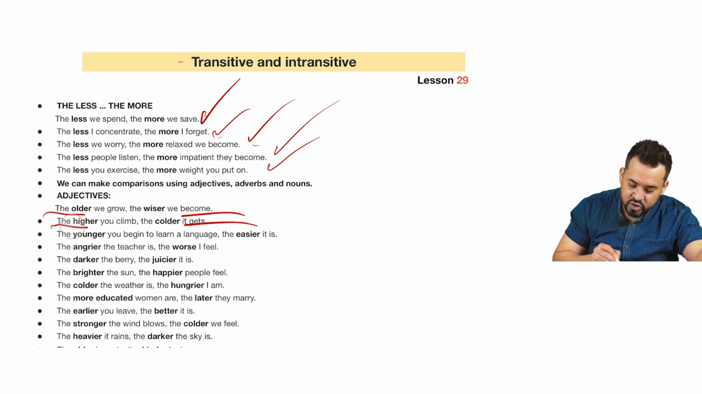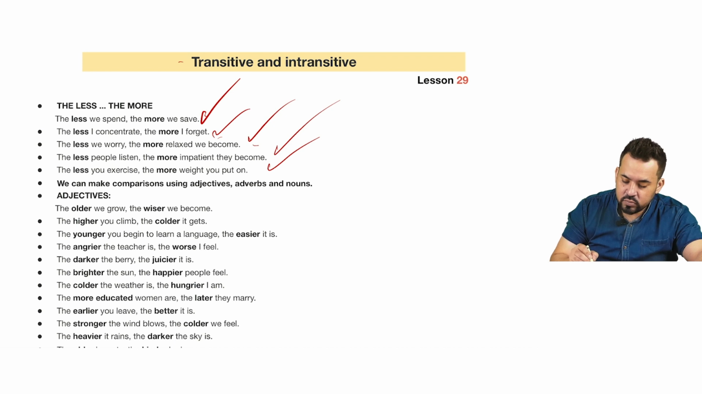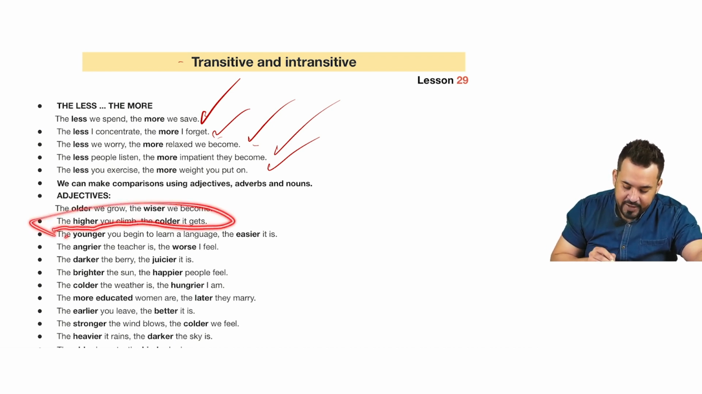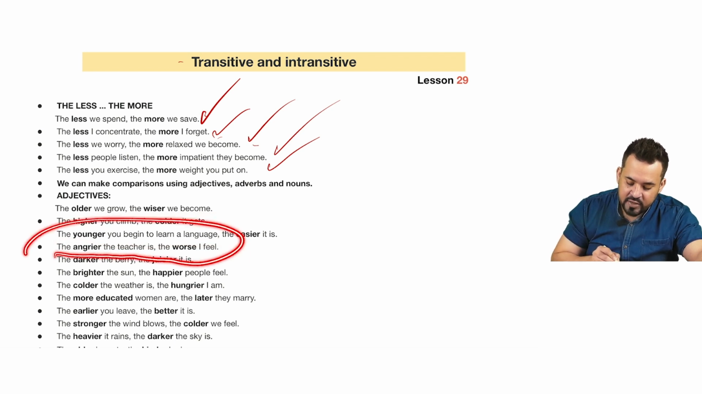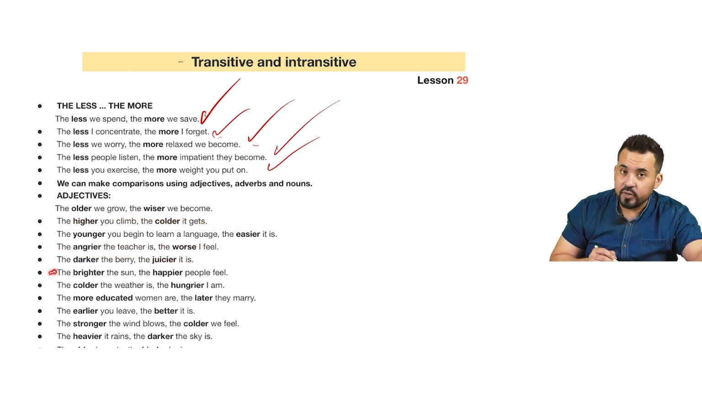Okay, let me just change this tool real quick. All right. The higher you climb, the colder it gets. The younger you begin to learn languages, the easier it gets. The angrier the teacher is, the worse I feel. Don't do that. That's mean. The darker the berry, the juicier it is. Oh, the juicier, sorry. The darker the berry, the juicier it is.